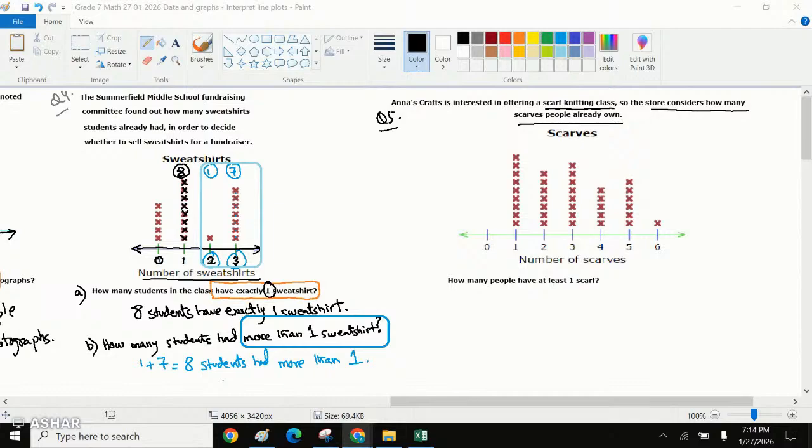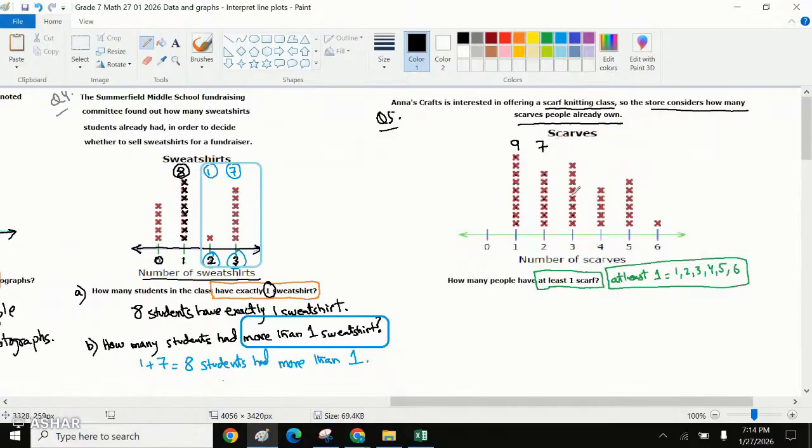Okay, let's see. But we are also looking at this phrase: at least one scarf. They should have at least one. At least one means it could be 1, 2, 3, 4, 5, or 6, right? At least, it says. That means 1 scarf was owned by 1, 2, 3, 4, 5, 6, 7, 8, 9 people. 2 scarves were owned by 1, 2, 3, 4, 5, 6, 7 people.